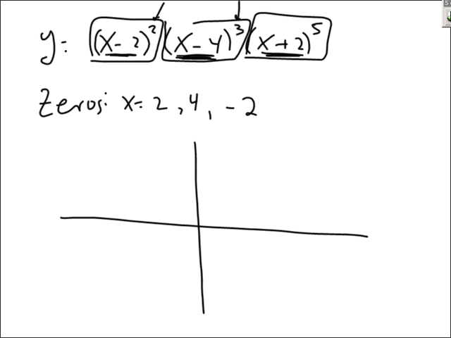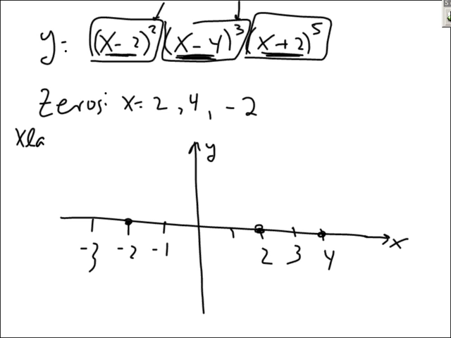So nothing really changes yet. At 2 we're 0, at 4 we're 0, and at negative 2 we are 0. And we need to talk about what happens when x is large. Well, when x is large, the first factor is positive because you're squaring it. Large means bigger than 4.